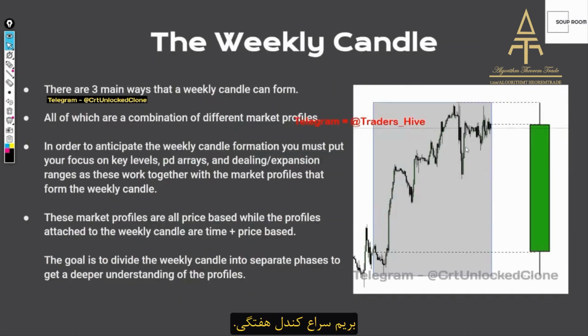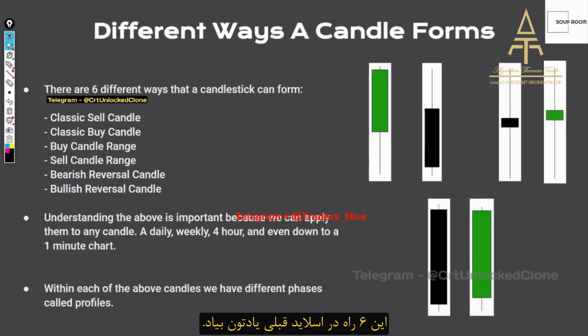All right, diving into the weekly candle. There are 3 main ways that a weekly candle can form, right? Going back to the last slide, 6 different ways, right? 1, 2, 3, 4, 5, 6. But 3 different categories. We have the expansion, classic candle. We have the reversal, and we have the range.